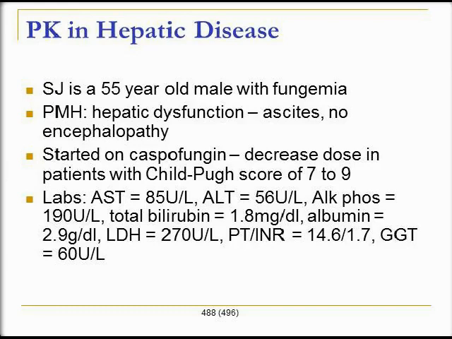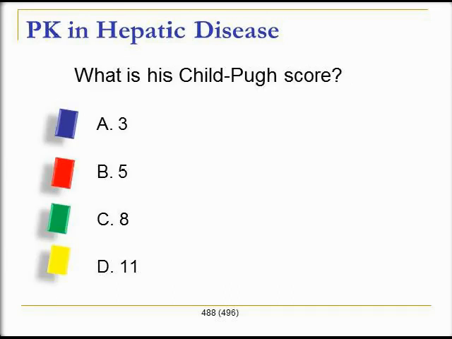So his AST is 85, ALT 56, alk phos of 190, total bili of 1.8, albumin of 2.9, LDH 270, his PT is 14.6, and GGT is 60. So what is his Child-Pugh score? 3, 5, 8, or 11.